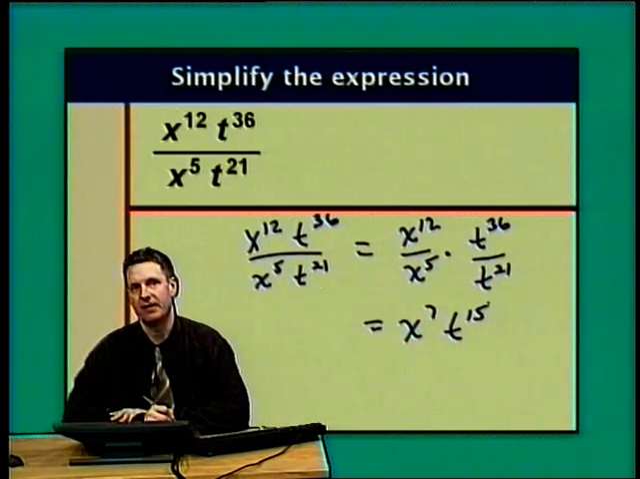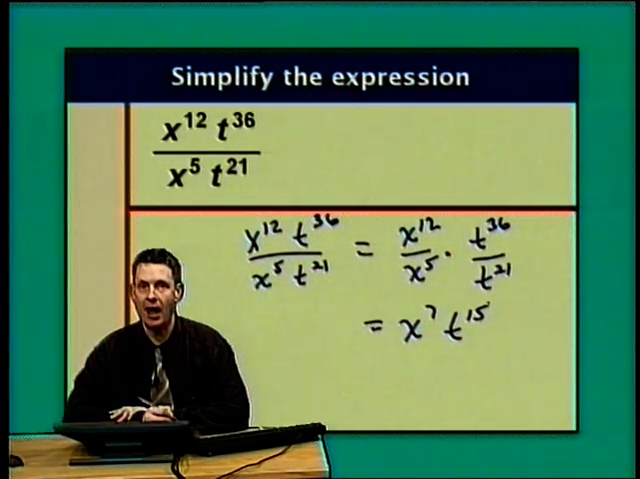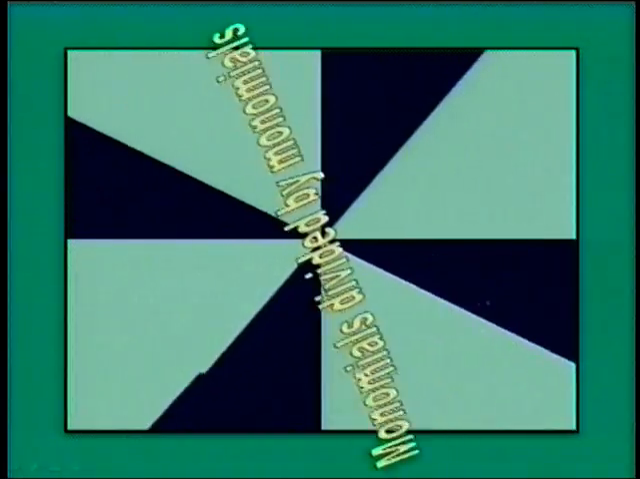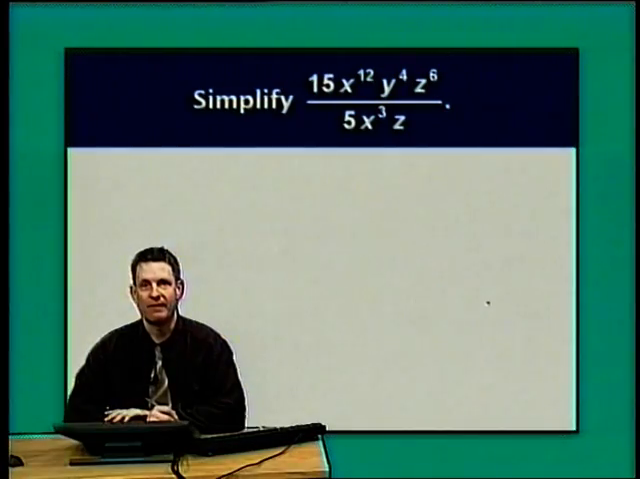This process of pairing like factors from the numerator with like factors from the denominator is a key step in what we call dividing monomials into monomials. So let's see some more examples of that. Let's talk about dividing monomials by monomials. Let's simplify 15x to the 12th, y to the 4th, z to the 6th, divided by 5x cubed z.